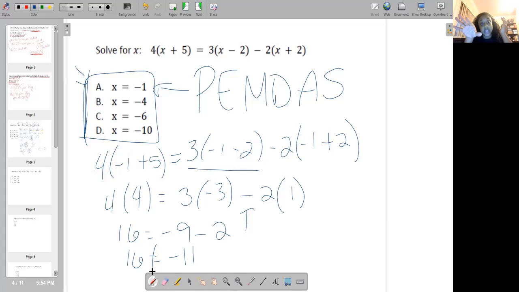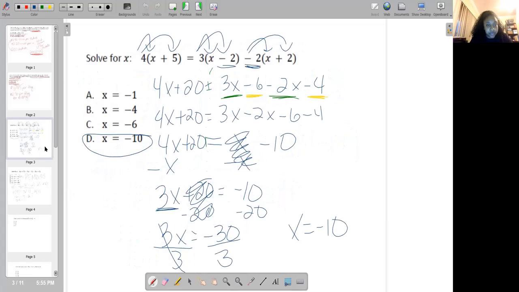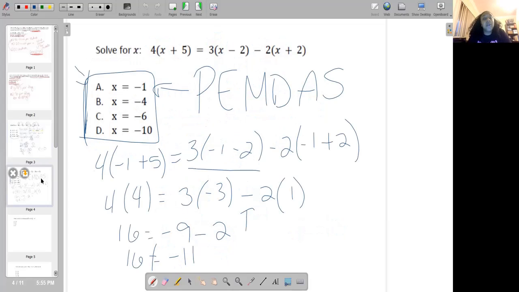I can move on to negative 6. Okay, and then down to negative 10. So you have 2 options. You can either solve the equation like we've been doing, making sure we get the variable on one side and then making sure we get the variable by itself to figure out what it's equal to. Or you can go one by one.